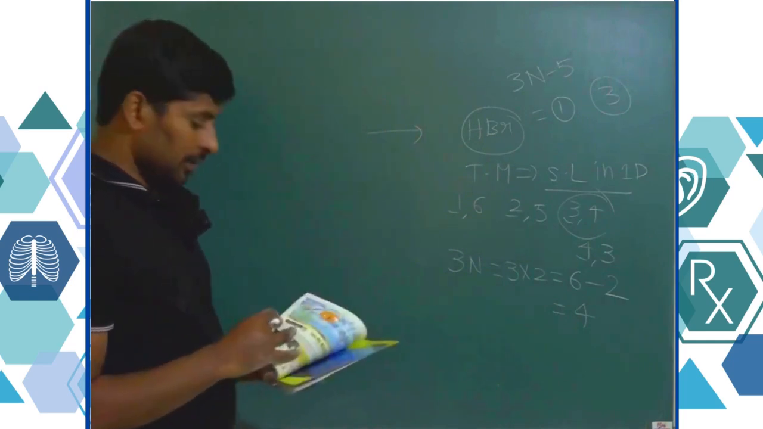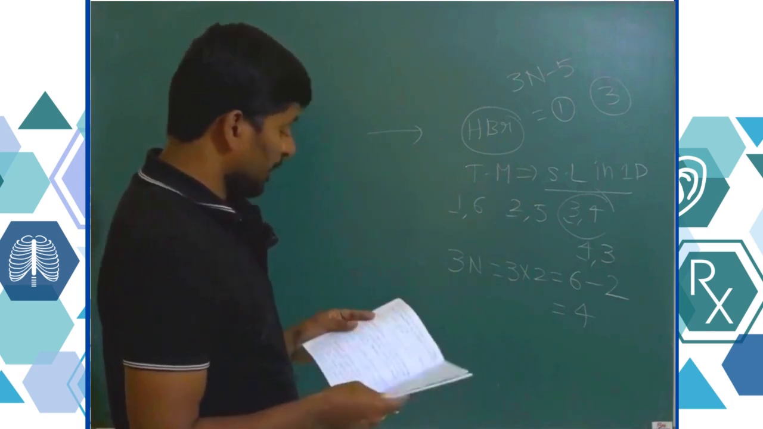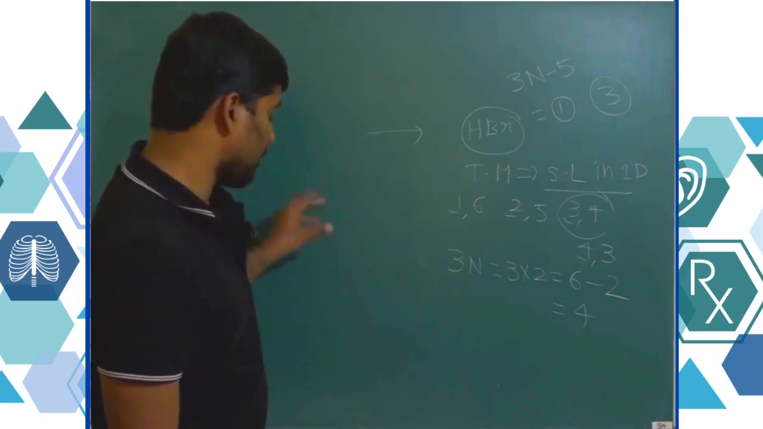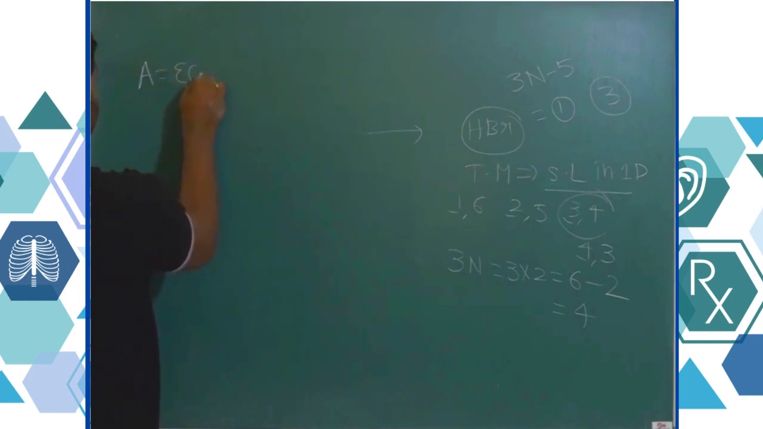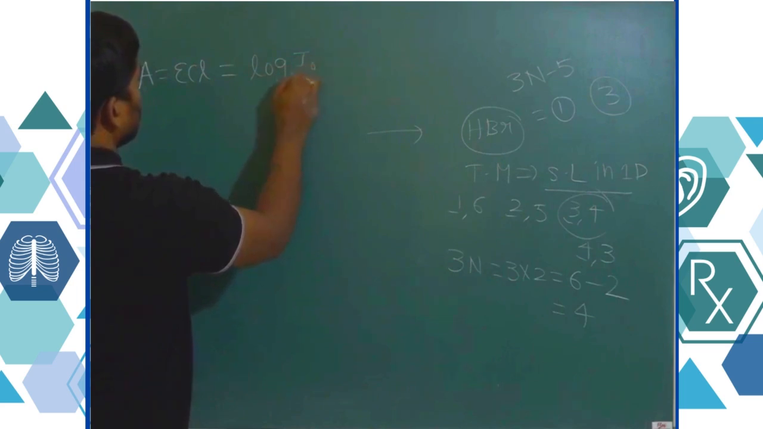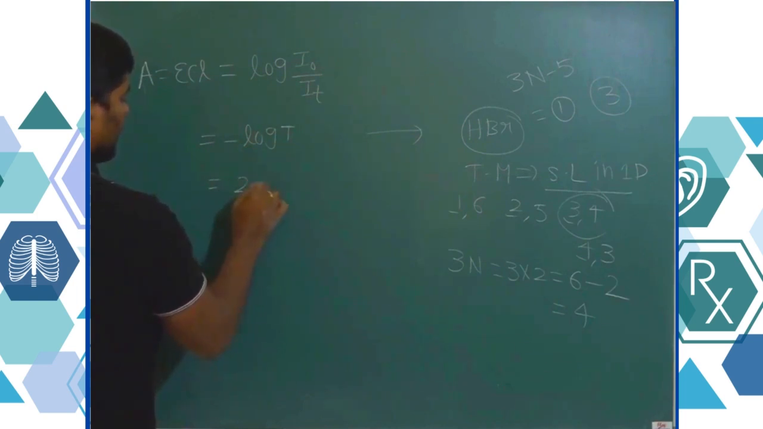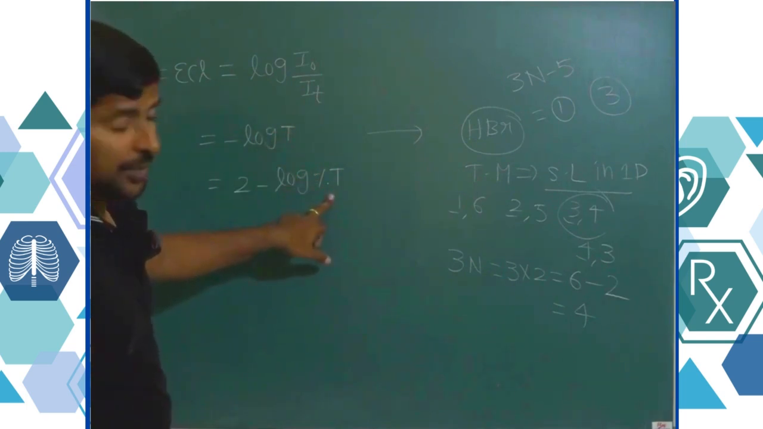Like this, you may verify some other questions. Based on Lambert-Beer's law also, they are giving direct questions, and I have already given the formula. Based on that also, you may cross check. Absorbance is equal to epsilon C L, which is log I naught by IT, or minus log T, where T is called transmittance, or 2 minus log percentage of T. Percentage of T means transmittance expressed in percentage.